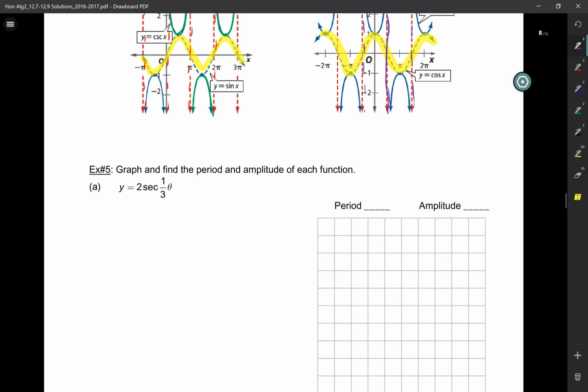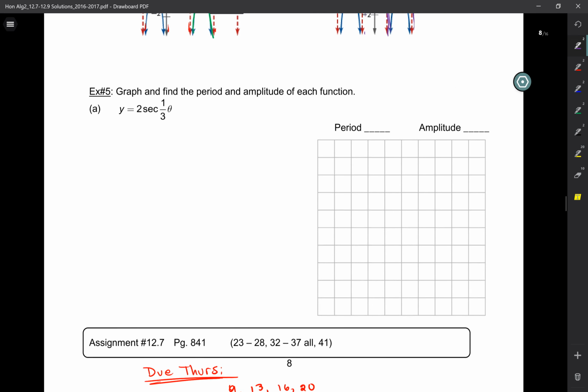So why don't we just draw one? Okay, so now this is secant. Does that go with cosine or sine? Cosine. So I'm just going to draw a cosine. Let's draw a cosine. All right, what's the period of this going to be? The period is going to be 2 pi over b, which is 2 pi over 1 over 3, which is 6 pi.